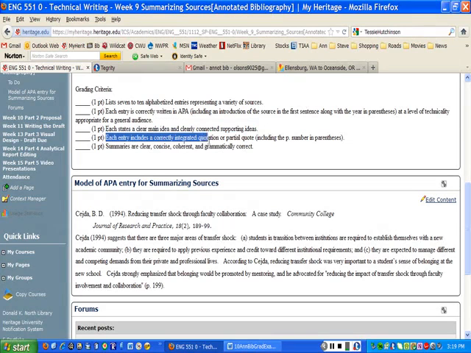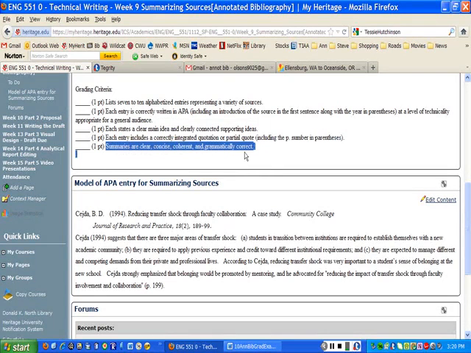Next, each entry includes a correctly integrated quotation. Now this may not work out well. It isn't that often that you should need quotations, but just for the practice of it, for this assignment, I'm still going to ask that you just practice integrating quotes correctly. And then the last point is, of course, always the grammar issue. So, right on this main page, I have a model of an APA entry for summarizing sources.